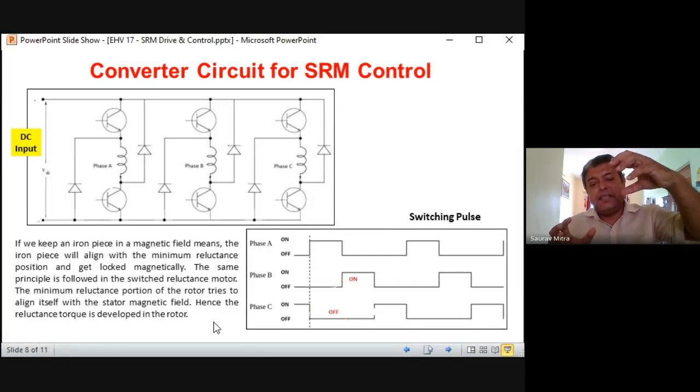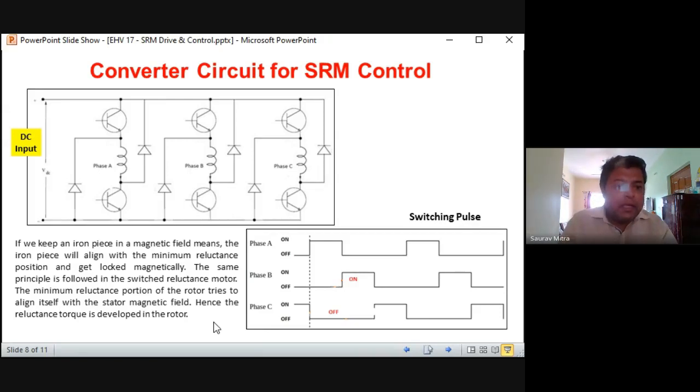Again then there is C phase, which is energized. Whenever it was like this, the rotor will again get aligned like this. So it keeps on going very fast. So the same principle: if we keep an iron piece in the magnetic field, the iron piece will align itself with the minimum reluctance position and get locked magnetically. The same principle is followed in the switched reluctance motor. The rotor tries to align itself in the minimum reluctance position with the stator magnetic field, hence the reluctance torque is developed in the rotor.